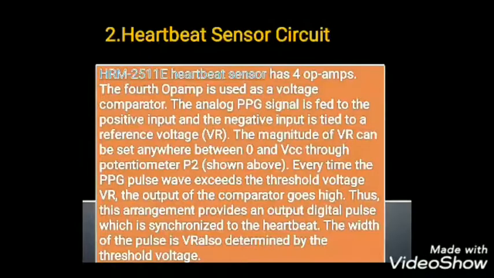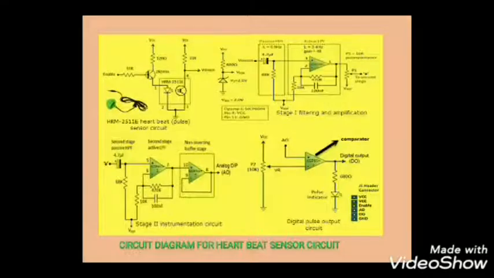The heartbeat sensor circuit provides an output digital pulse which is synchronized to the heartbeat. The width of the pulse is also determined by the threshold voltage VR. This is the circuit diagram for the heartbeat sensor circuit. In this circuit, the HRM2511E heartbeat sensor is used and it has 4 op amps. The fourth op amp is used as a voltage comparator.